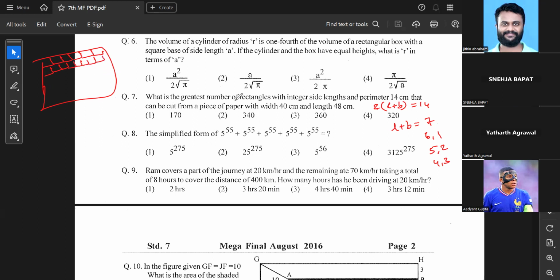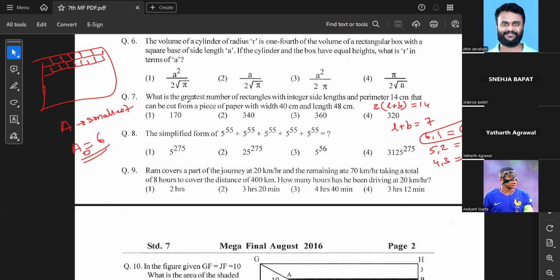So if you need the greatest number of rectangles, your area should be smallest. You can calculate the area for all the combinations. 6 multiplied by 1 gives you 6 as the area. 5 multiplied by 2 gives you 10. 4 multiplied by 3 gives you 12, which means the first combination gives you the minimum area, and that is your required answer. So the rectangle I'm going to cut has an area of 6. That is clear.